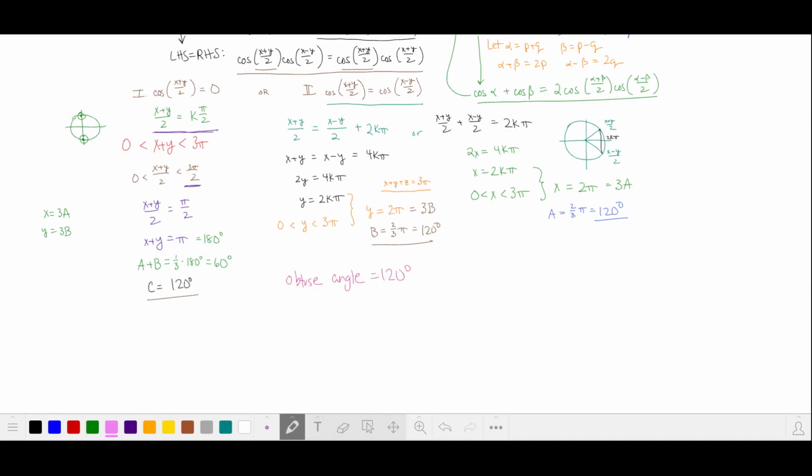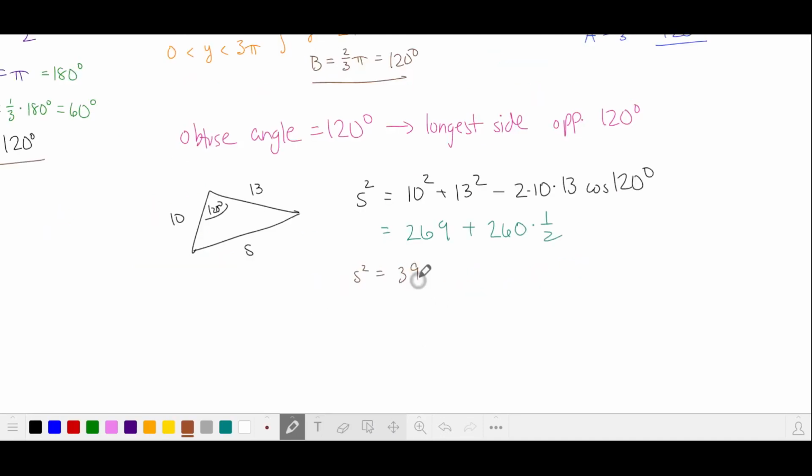This means our other 2 angles are acute, so our longest side is going to be opposite the 120 degrees. So our triangle looks something like this, with side lengths 10 and 13. We can find this third side length using the law of cosines. The square of the side length is 399. So s is the square root of 399, and they want us to find m, so our answer is 399.